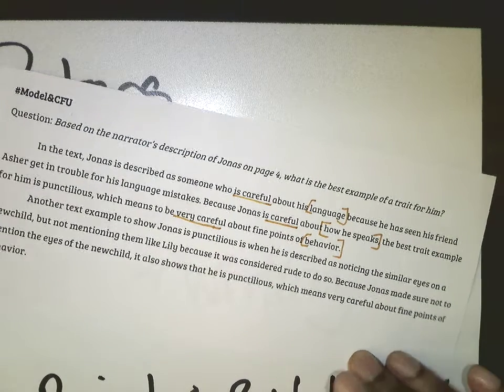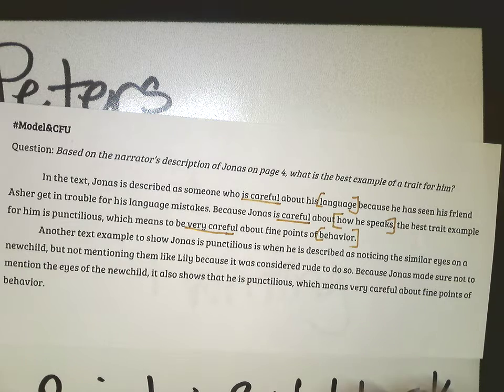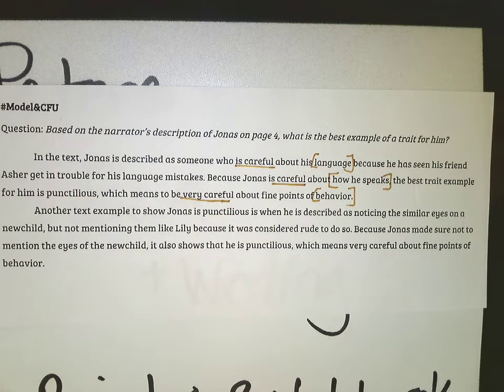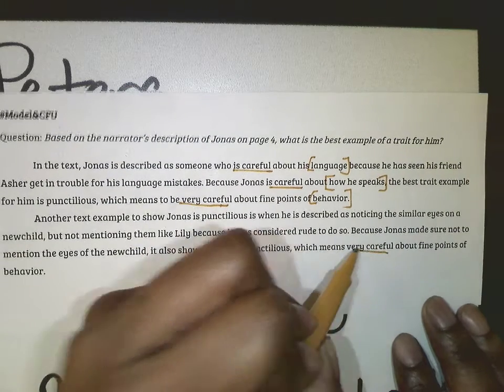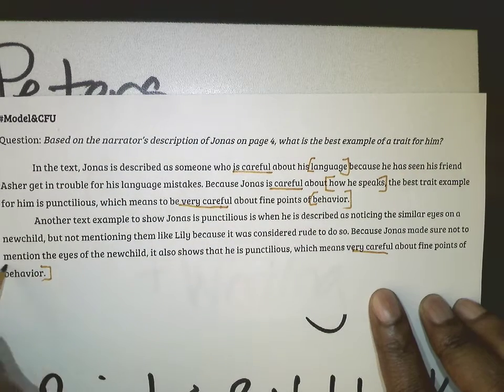So now I'm going to do it again with my second piece of evidence. So here, Jonas is punctilious when he is described as noticing the similar eyes on a new child, but not mentioning them like Lily because it was considered rude to do so. Because Jonas made sure not to mention the eyes of the new child, it also shows that he is punctilious, which means very careful about fine points of behavior. We did it once here, do it again, very careful. And behavior.